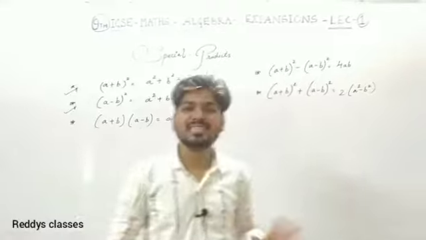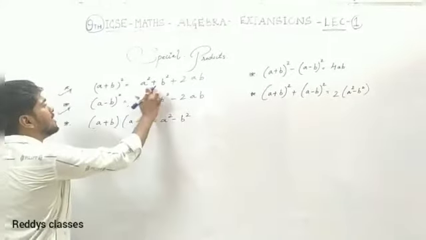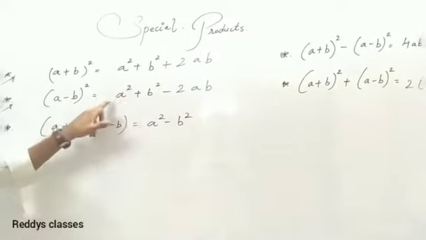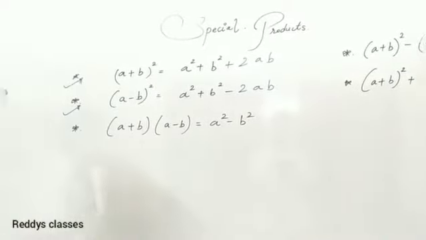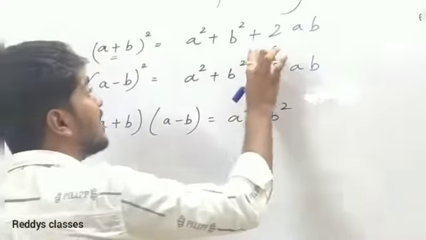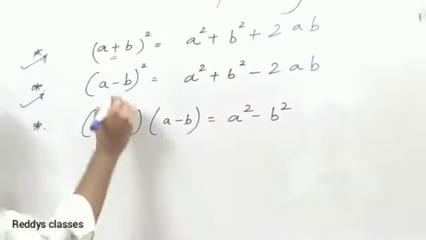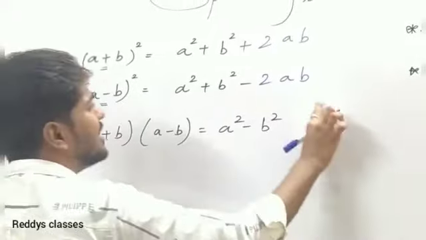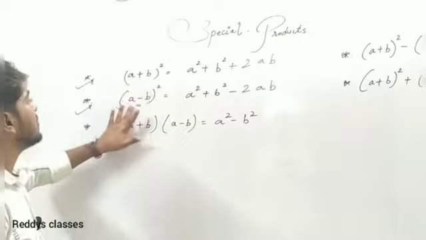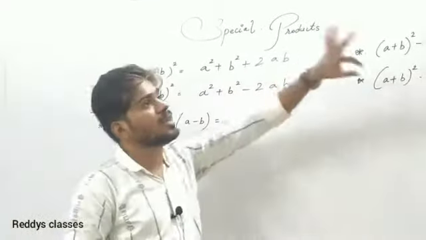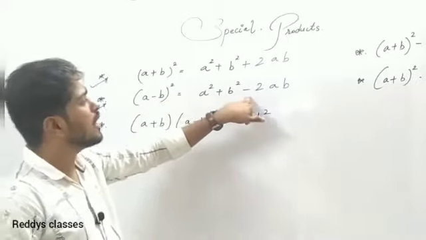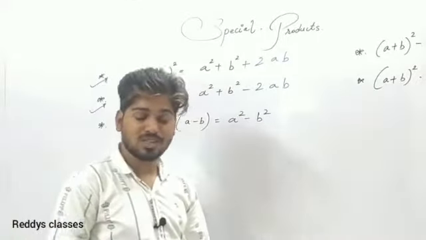Okay, this is the easiest one. A square plus b square. See, same terms. A square plus b square. What is changing? For a plus b square, it is plus 2ab, and for the minus term, it is minus 2ab. That's it. You have the formula here. A plus b square is what? A square plus b square plus 2ab, and for a minus b the whole square, it is a square plus b square minus 2ab. Minus 2ab.